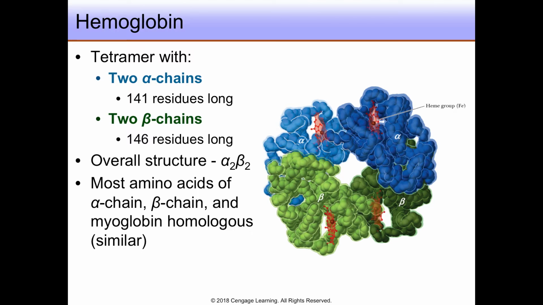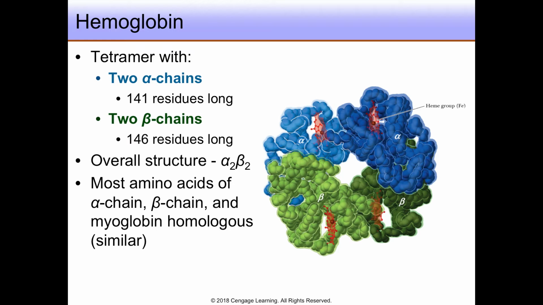As shown here, it has two alpha chains, pictured in blue, and two beta chains, pictured in green, so that its overall composition is referred to as alpha 2 beta 2. In a previous lesson, we reviewed the structure of myoglobin, another oxygen-binding protein. Recall that myoglobin is a monomer and would therefore not exhibit the quaternary level of structure.